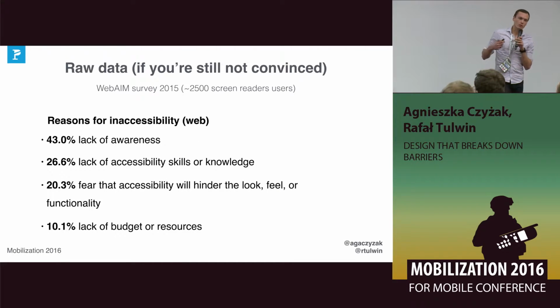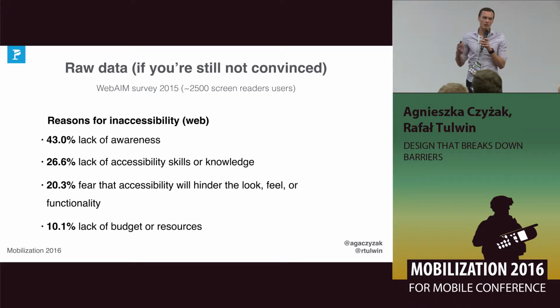Another interesting point from the survey are the reasons for inaccessibility. As we know, there are a lot of applications that are not accessible for everyone. And the main reason for that is simply the lack of awareness. People don't know that accessibility is an important topic, and that there is a group of people that needs special care and special functionality in their devices and in the applications just to be able to use them. Another reason is the lack of necessary skills or knowledge to make their products accessible.